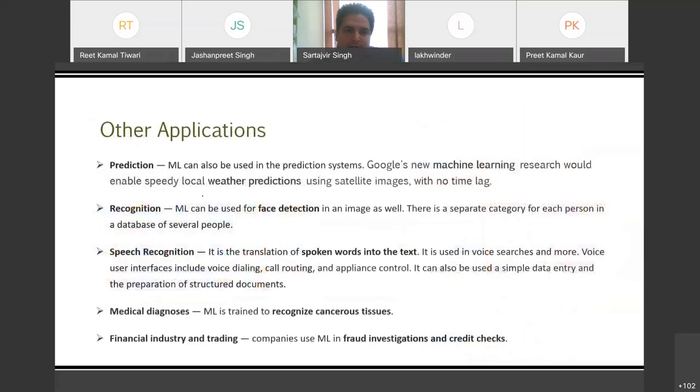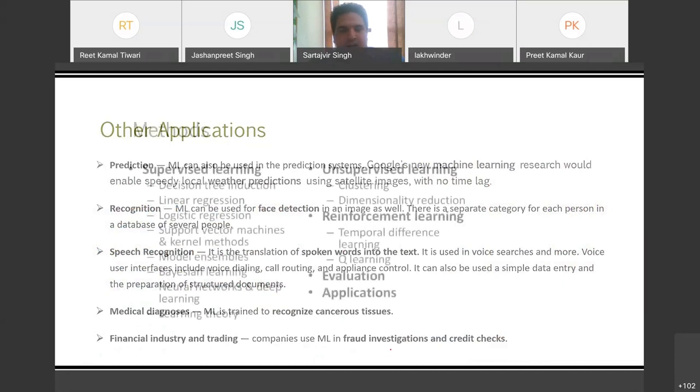Some other applications include weather predictions, face detection, conversion of spoken words into text, and medical diagnosis, which recognizes certain types of diseases. Then there are the financial industries and trading, basically used for fraud investigations and credit checks.